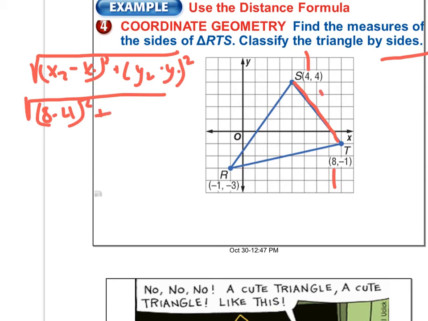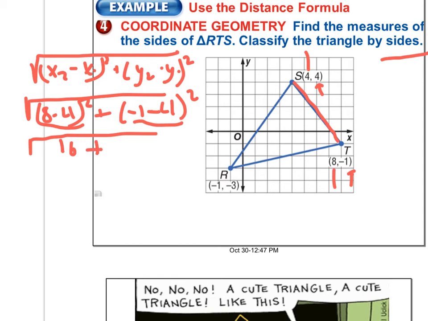And then you take the y's, 4 and negative 1. If I started with the 8, I better start with the negative 1. Negative 1 minus 4 squared. So this is 4. 4 squared is 16. This is negative 5. Negative 5 squared is 25. And 16 plus 25 is 41. This is the square root of 41. You could figure out what that number is if you want to, but for this purpose, it's not necessary.